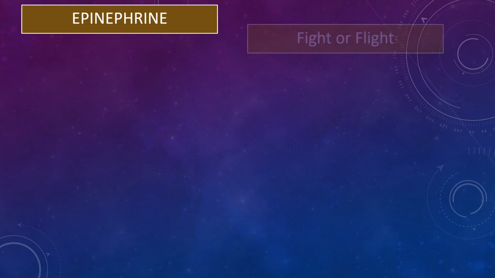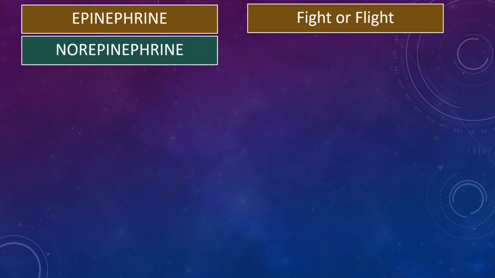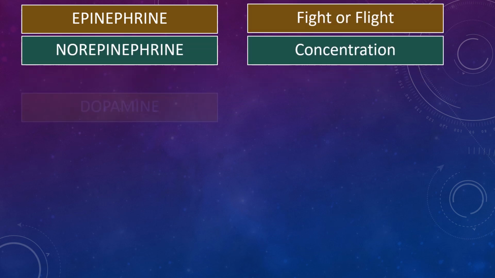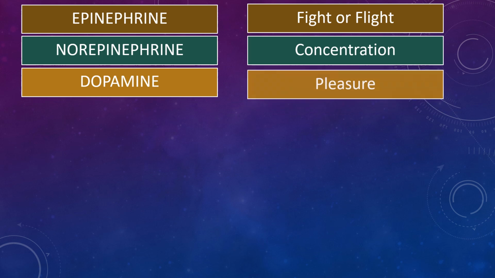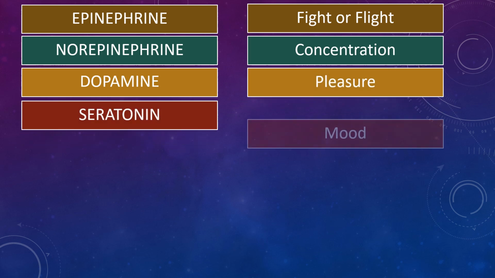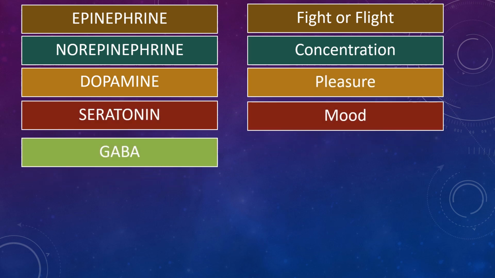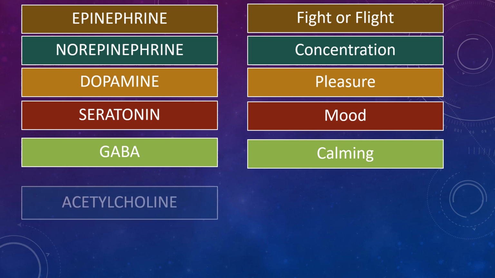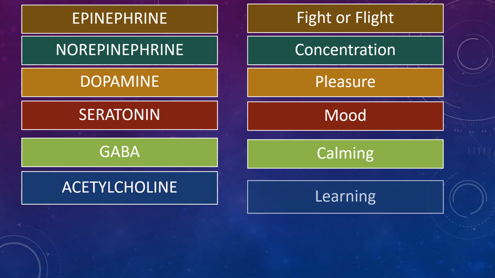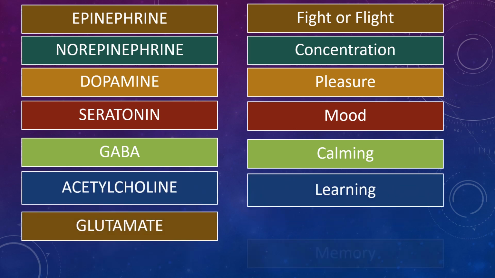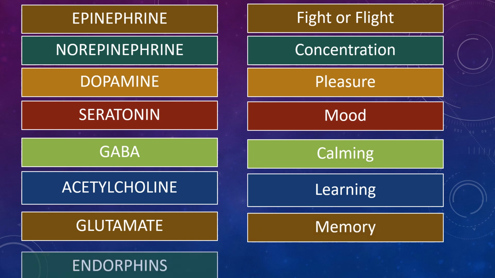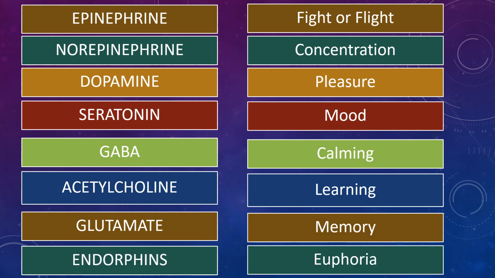For learning function: epinephrine, fight or flight. Norepinephrine, concentration. Dopamine, pleasure. Serotonin, mood. GABA, calming. Acetylcholine, learning. Glutamate, memory. Endorphins, euphoria.